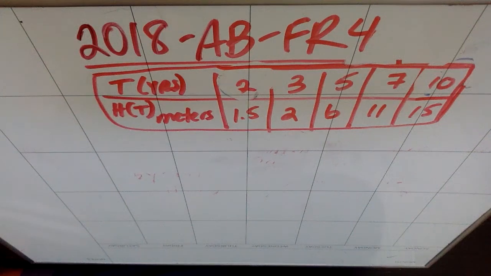Back at AP Review, this is 2018 AB Free Response 4. So we're given a table, t in years and h of t in meters.